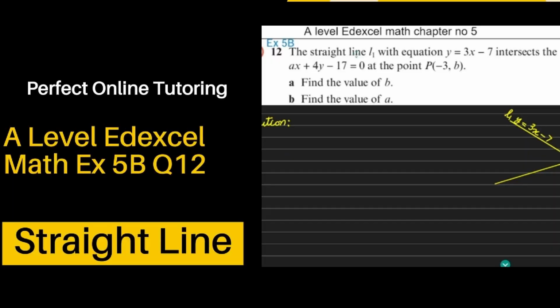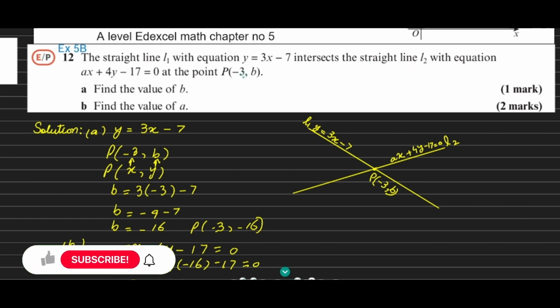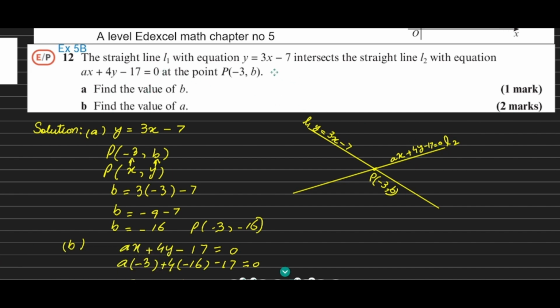This is our answer. Straight line L1 with equation y equal to 3x minus 7. As we can see, this is the line y equal to 3x minus 7. It intersects the straight line L2 with equation ax plus 4y minus 17 equal to 0. And this is the L2 equation, ax plus 4y minus 17 equal to 0. As both the lines intersect at the point P, here P is (minus 3, B). In the first part, we have to find the value of B.